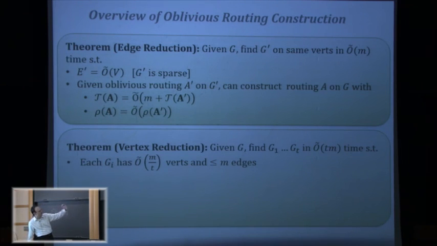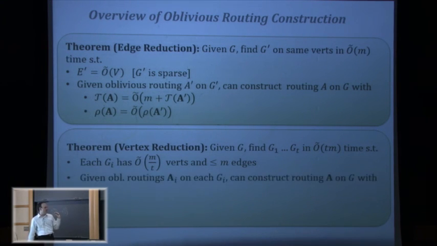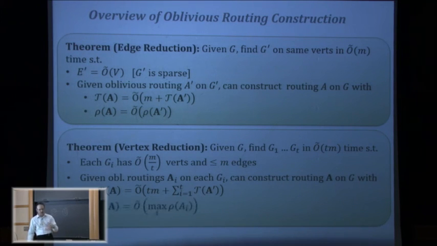So vertex reduction is: I give you a bunch of graphs, T of them. Each graph is going to have O tilde of m over T vertices and at most m edges. And given an oblivious routing on each of the new graphs, you can construct an oblivious routing on the original graph with the running time that you kind of want. You just add up all the numbers. So no real loss. And the competitive ratio is going to be just bounded by the worst competitive ratio, with some tildes.